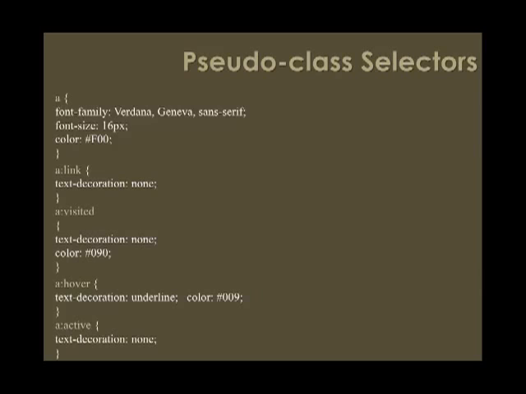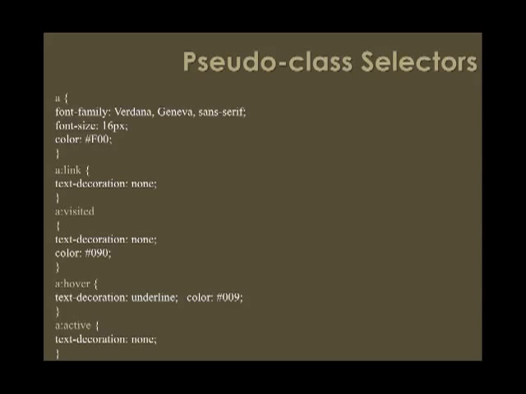And then last but not least, you have pseudo class selectors, and probably the most popular ones are the ones you can use to redefine links throughout your whole website. And so you can decide that your basic link is going to be Verdana 16 pixels in this case, but then I can decide, when it's a link, do I want any text decoration?